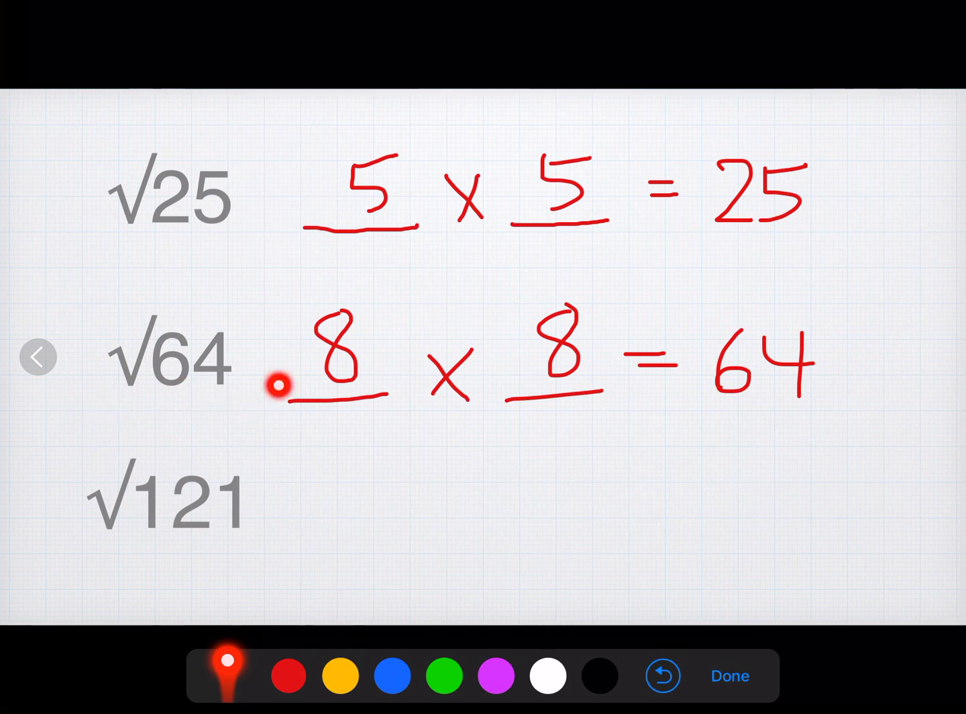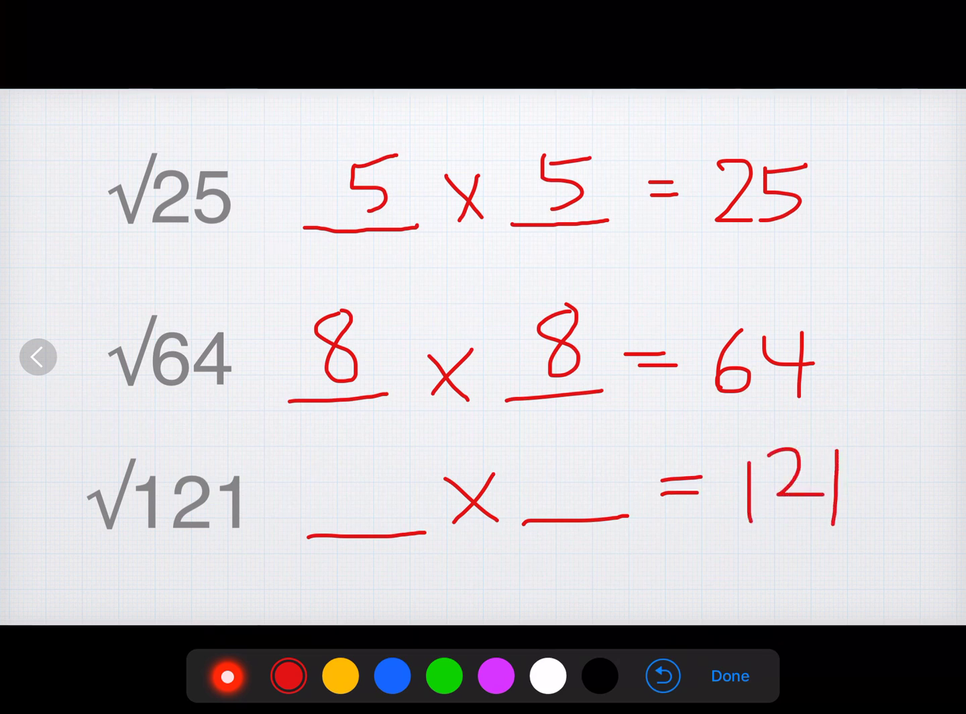So what number multiplied by itself 2 times will give you 64? It's going to be 8. So 8 times 8 equals 64. So the square root of 64 equals what? Equals 8. Again, the answer is the one in the blank. What number do you have in the blank? That's going to be your answer in the square root. So square root of 25, the answer is 5. The square root of 64, the answer is 8.